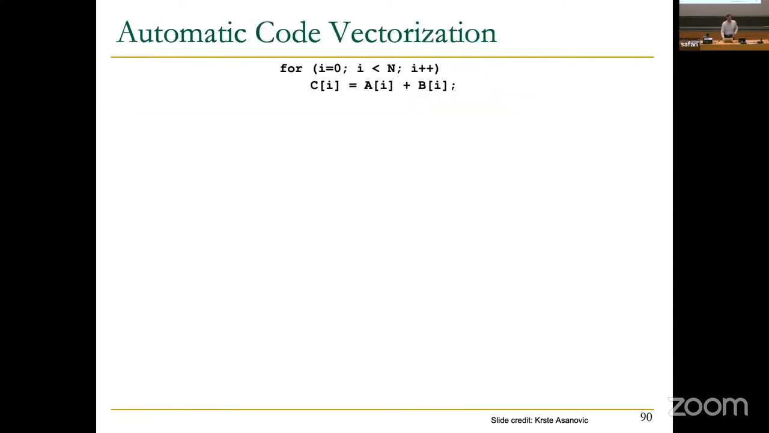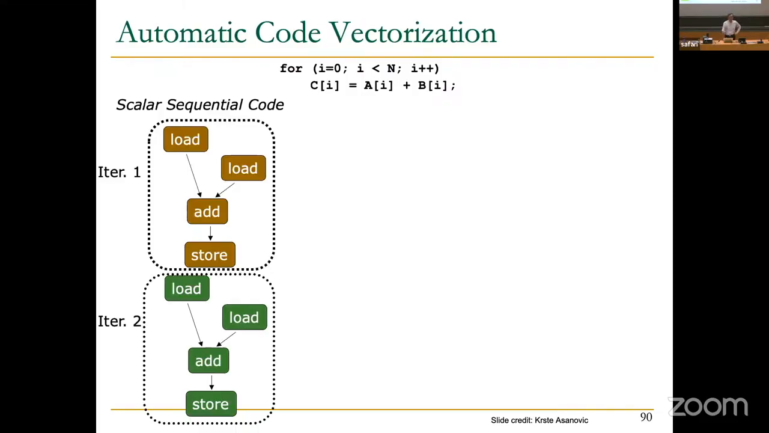Okay. I'll do this also very quickly. As I said, you can automatically vectorize code. This is a perfectly vectorizable loop. If you look at the scalar code, this is what you do. You load the first element from A, you load from B, you add them up, you store into C. This is the first iteration. I'm ignoring the branch over here. This is the second iteration.